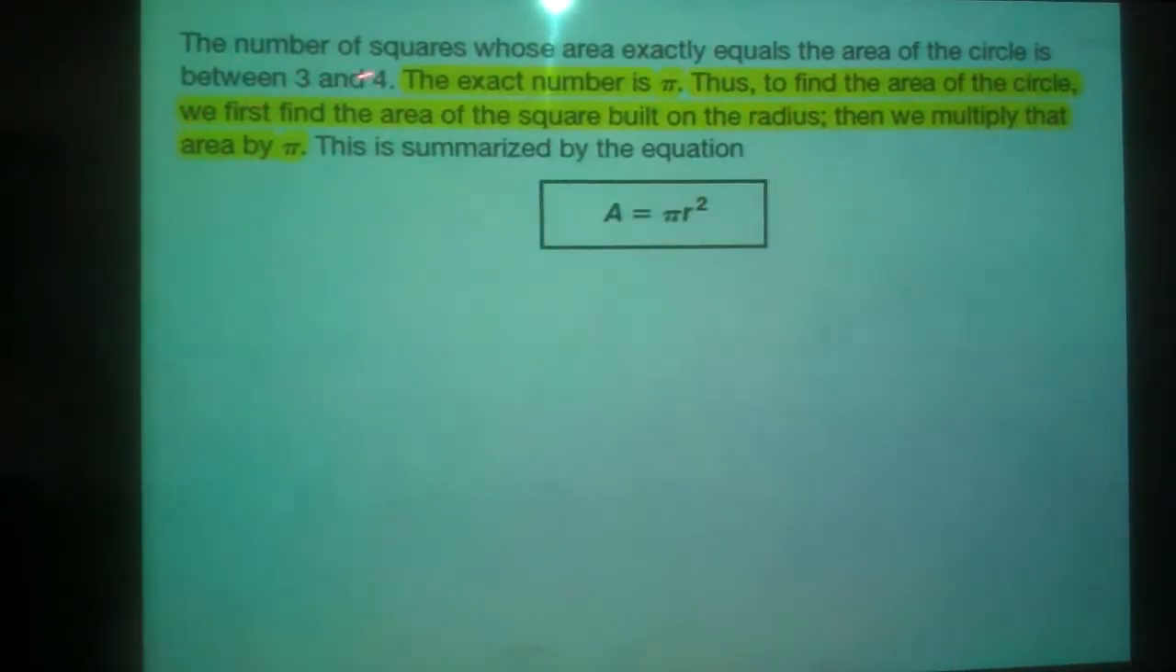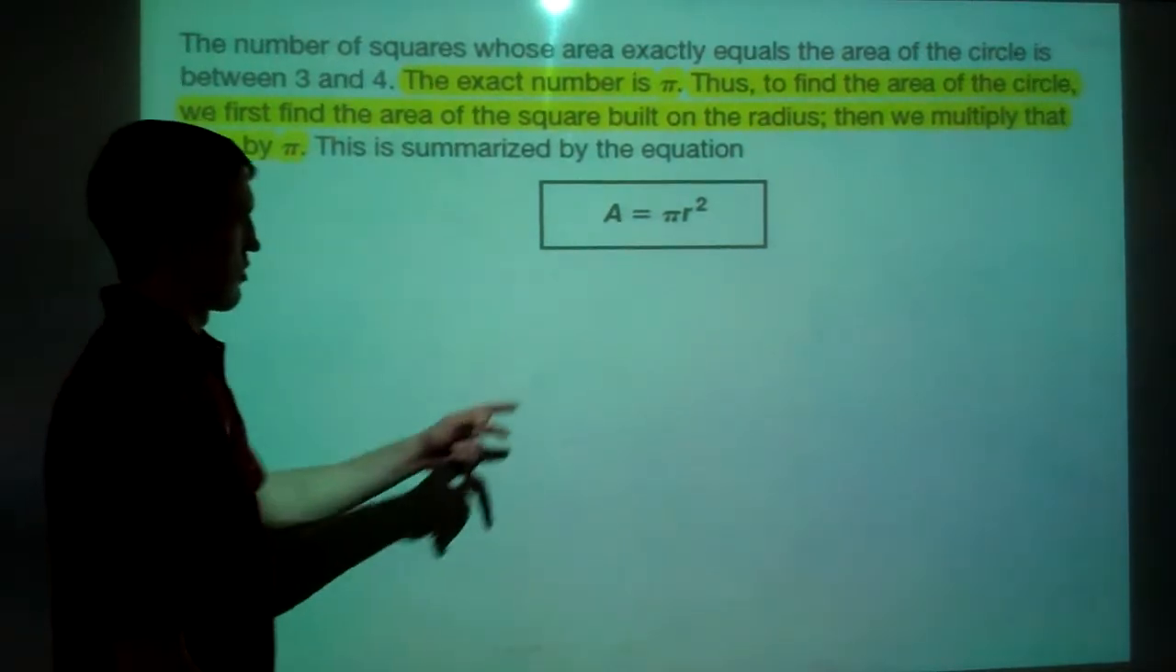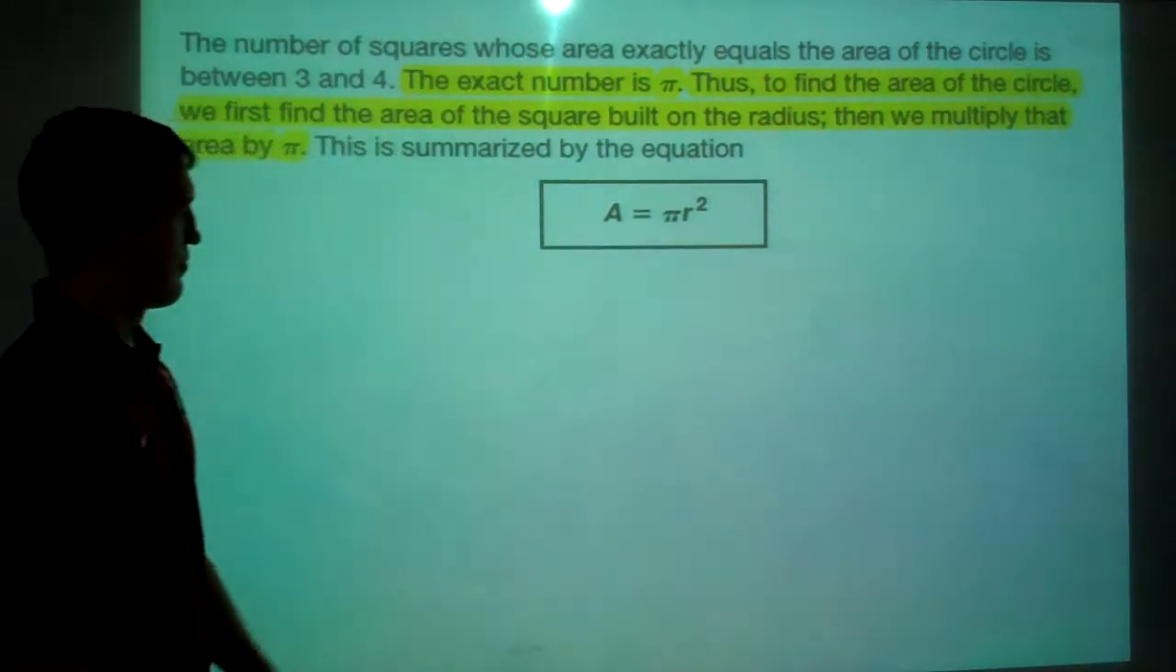The number of squares whose area exactly equals the area of the circle is between 3 and 4. The exact number comes out to be pi. Thus, to find the area of the circle, we first find the area of the square built on the radius, then we multiply that by pi. Okay, so to summarize the equation: area of the circle is pi times radius squared.